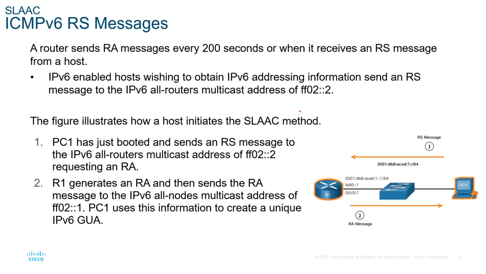Then we have the ICMPv6 router solicitation messages. Now these are actually initiated by the PC. Router advertisement comes directly from the router, but solicitation is from the PC. It's the same as a request. If the PC has just booted, it has to send a request asking the router for instructions on how to assign IPv6 addresses automatically.